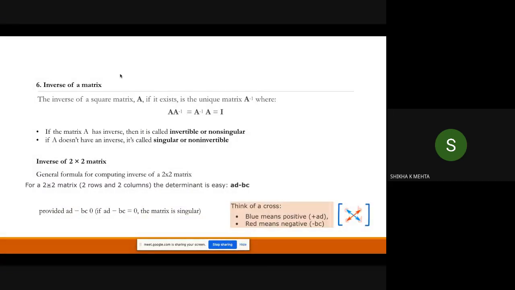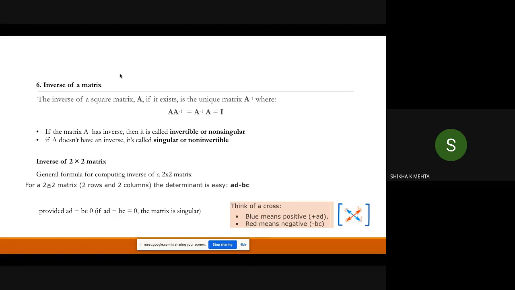Now we are performing another operation, that is the inverse of a matrix. The inverse of a square matrix A, if it exists, is the unique matrix A inverse. So the inverse of a matrix is unique. If matrix A has an inverse, then it is called an invertible or non-singular matrix. If it does not have an inverse, then it is called a singular or non-invertible matrix.